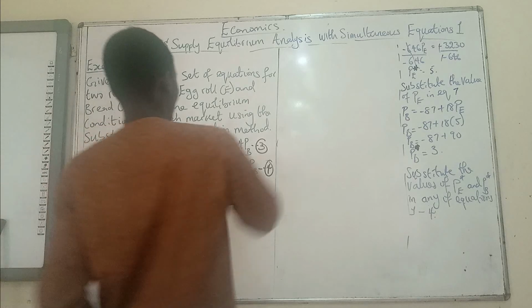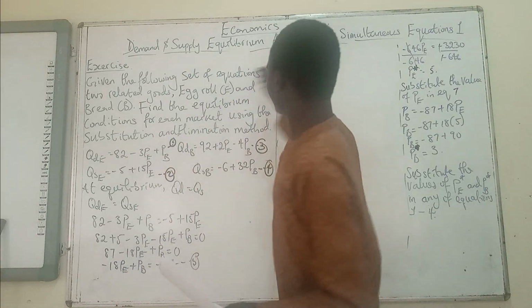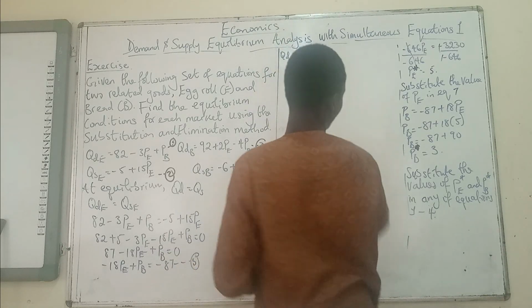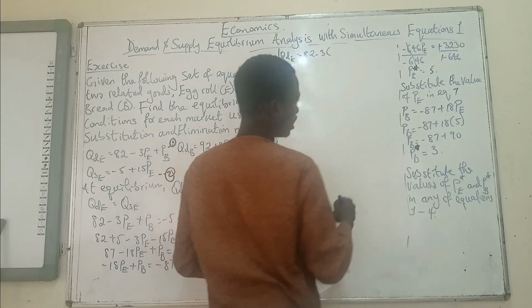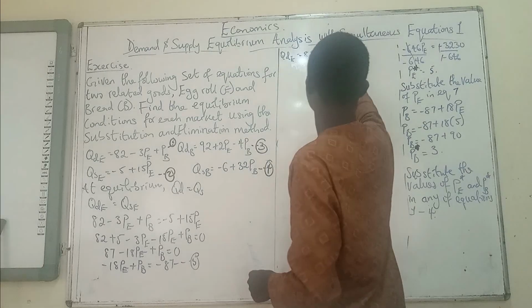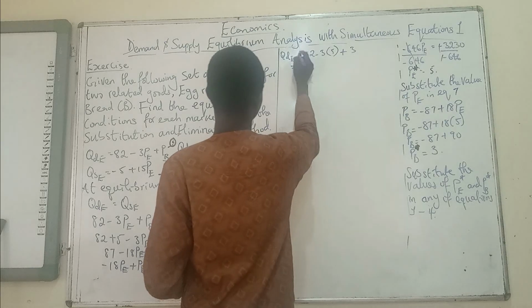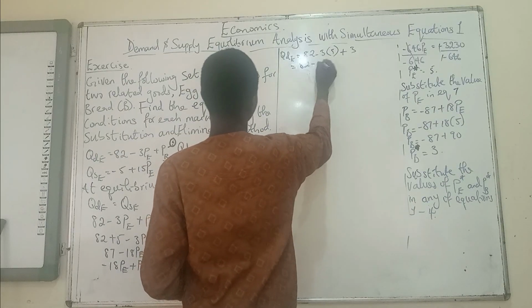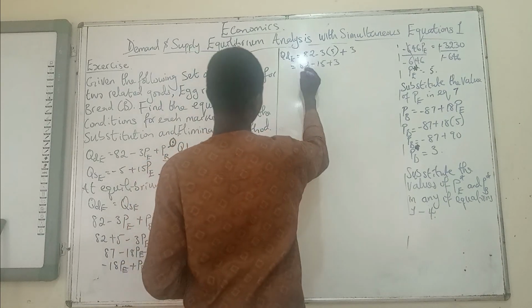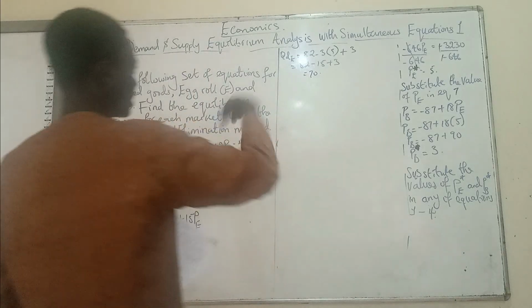So what's equation 1? Equation 1 says QDE equals 82 minus 3PE, what is PE? The equilibrium price, PE gave us 5, so 3 into bracket 5, then plus PB is 3. So we have 82 minus 15 plus 3, so minus 15 plus 3 is minus 12, then take that away from this, we have 70. So that means the quantity demanded is 70 at those prices.